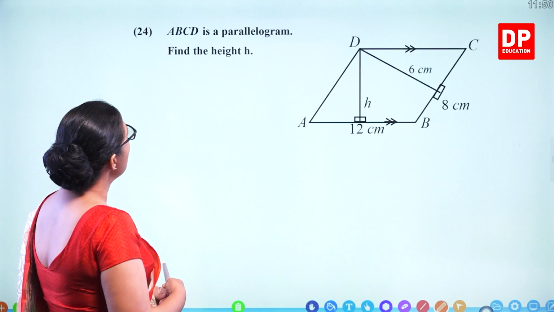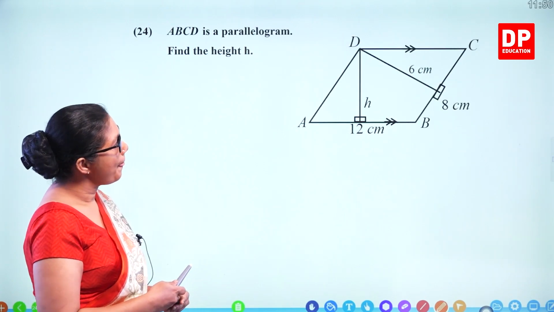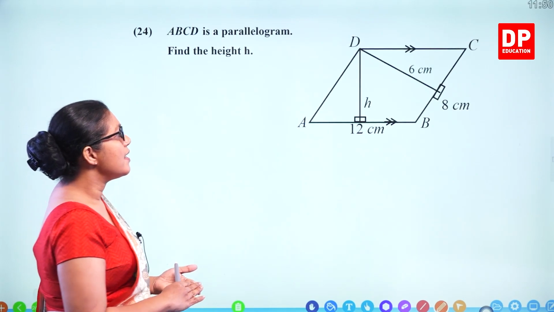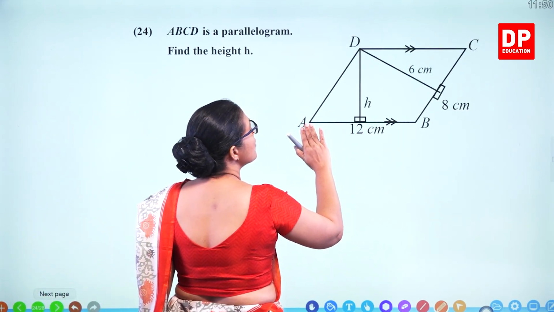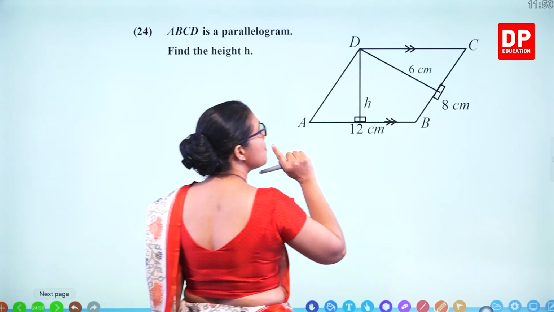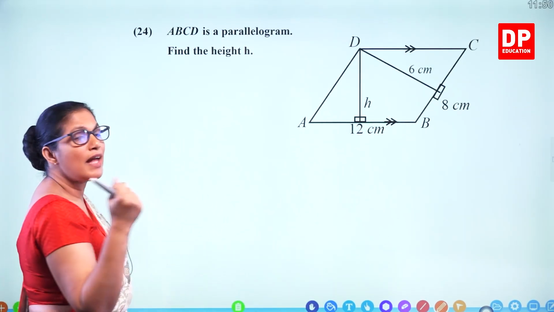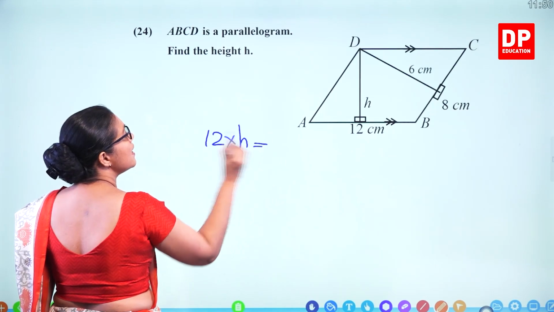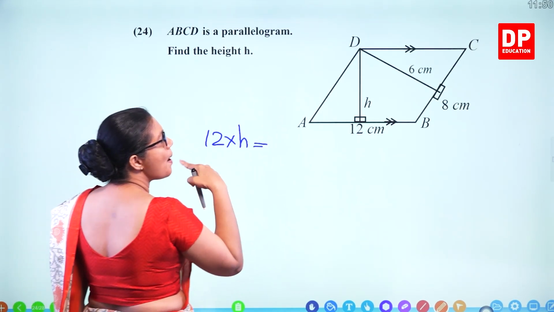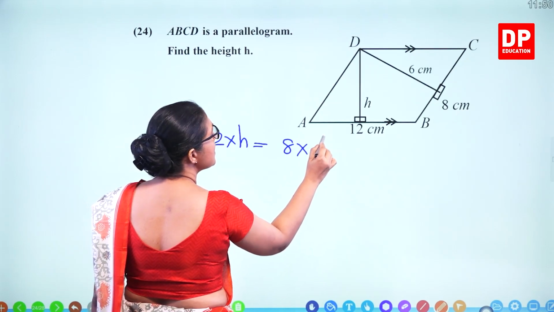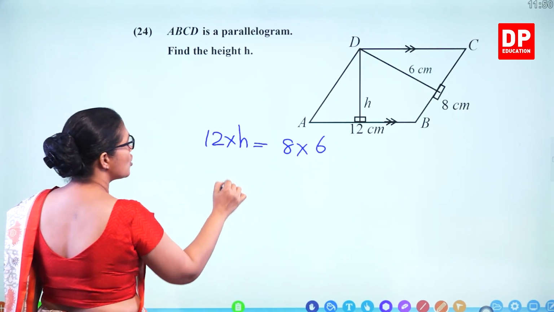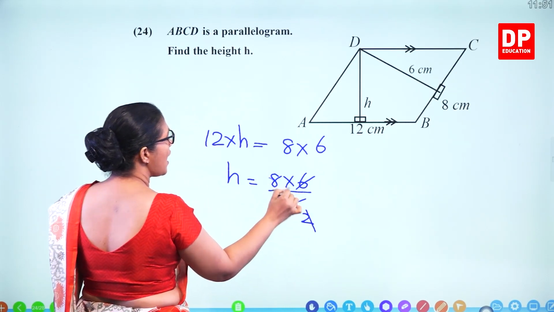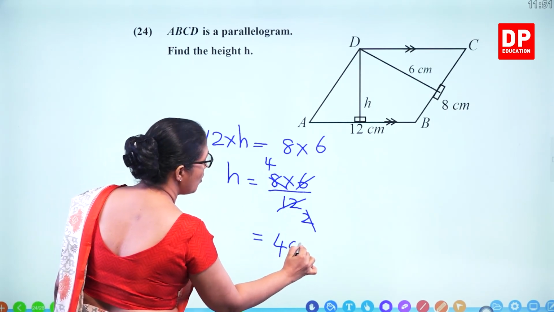Question number 24. ABCD is a parallelogram. Find the height h. So here we can consider area. Whatever the area is, it is equal with different bases. So area is the same when you take AB as the base or BC as the base. So we can use that property. 12 times h is the area when you take AB as the base. Other way around, if you take BC as the base, that's 8 times 6. So you can equate. So what's h? 8 times 6 divided by 12. 6 times 2, 2 times 4. So h is 4 centimeters.